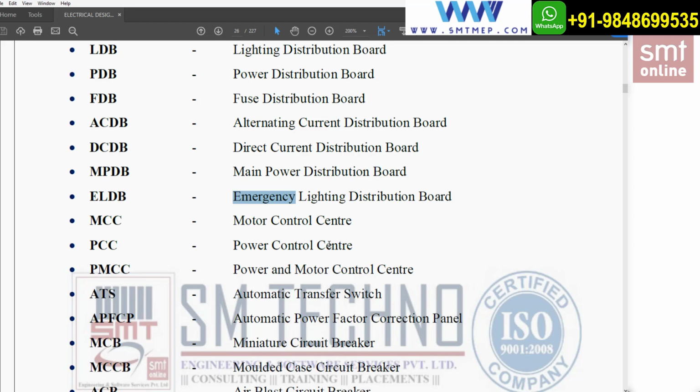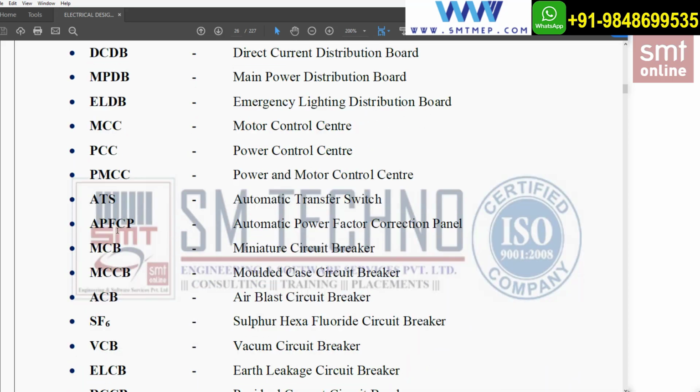Again, we are having the power control center. For example, in my building, I have different blocks or different floors. In one floor, I'm using some amount of current, in another floor, a different amount of current, etc. If we want to monitor that, then we require a PCC panel also. The advanced version of MCC and PCC is PMCC, where we can have the concept of power as well as motor. So, power and motor control center. This is the concept we have.